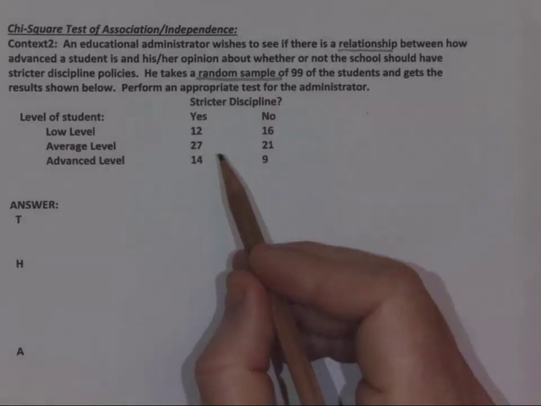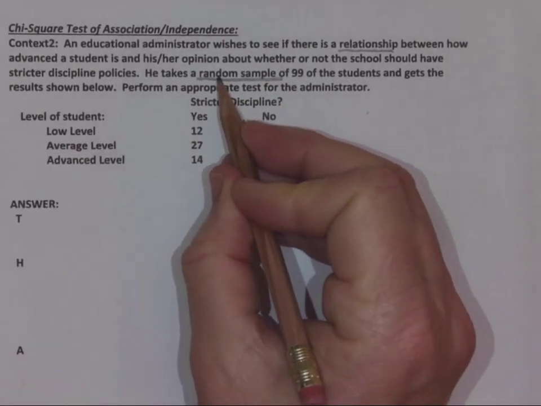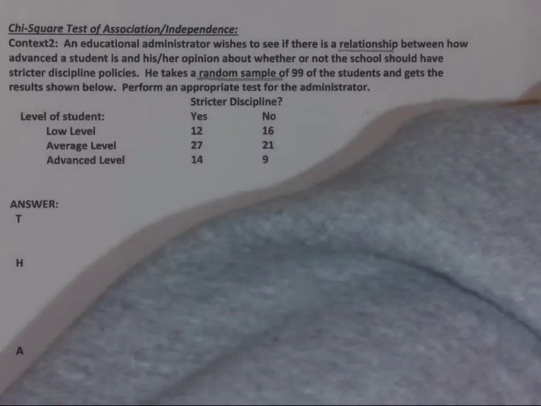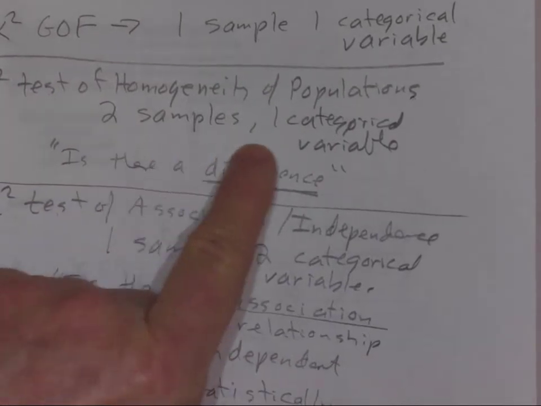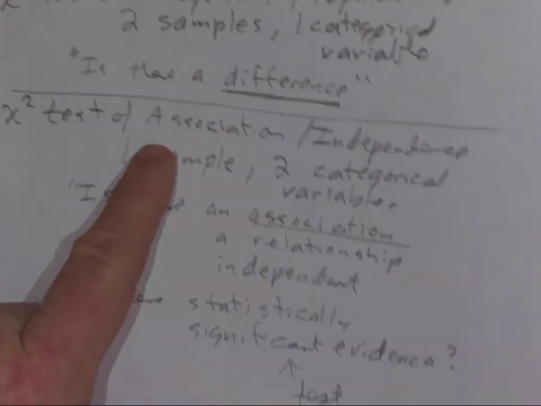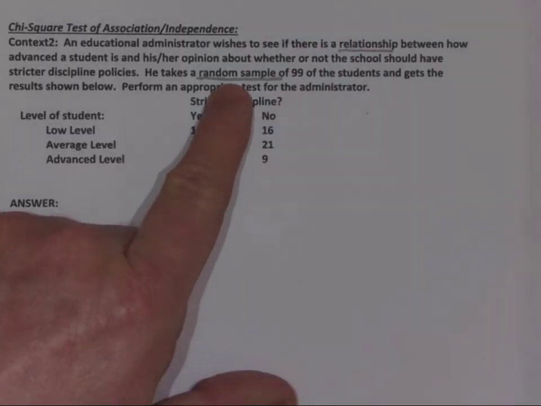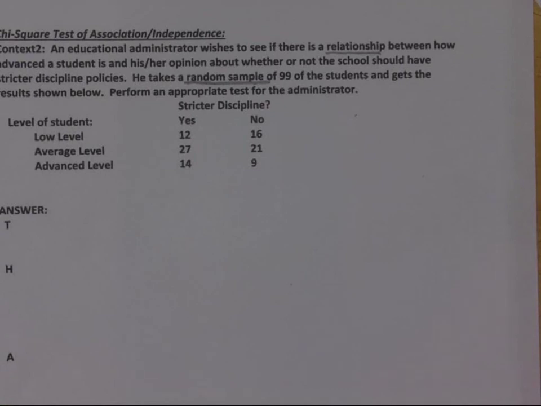And so you notice this, we've got two categorical variables and one sample. Remember, when you've got two samples and one categorical variable, that's homogeneity, which is what we just did. Now we have one sample with two categorical variables. Just one sample with two variables. So this is what we call a test of association independence. So we're going to perform our test, and so here we go.